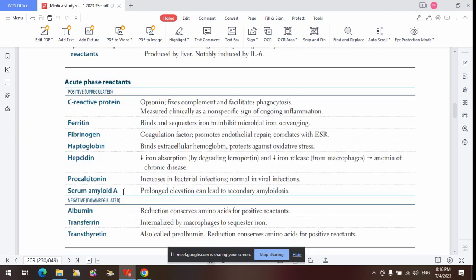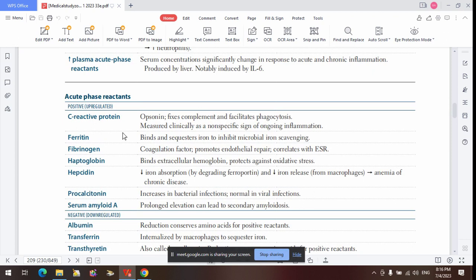So looking at them one by one, we mentioned C-reactive protein. We said C-reactive protein is a complement regulator, and it's also an opsonizing agent.